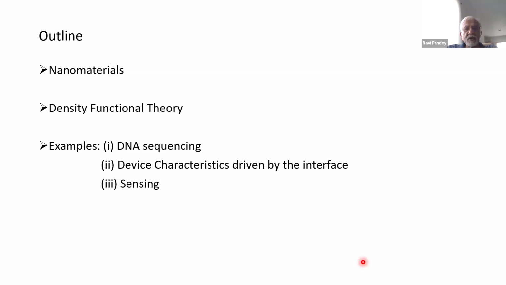So the outline of the talk is just a brief discussion about what nanomaterials or low-dimensional materials are. Then you may have, again, heard a few talks about density functional theory this morning in the workshop, which is the basis for doing a simulation. And I'll pick up a few examples depending on the time: DNA sequencing, sensing, and what we call device characteristics.